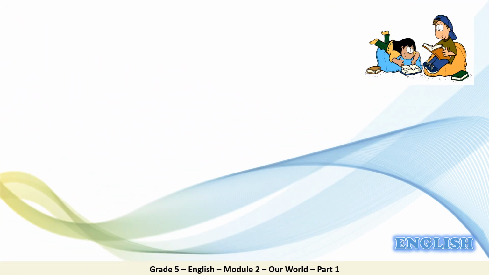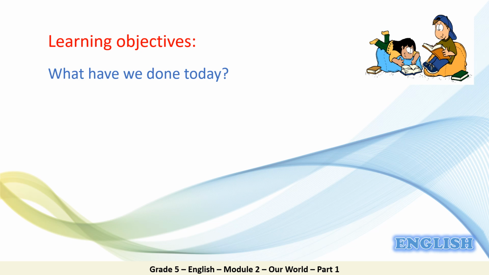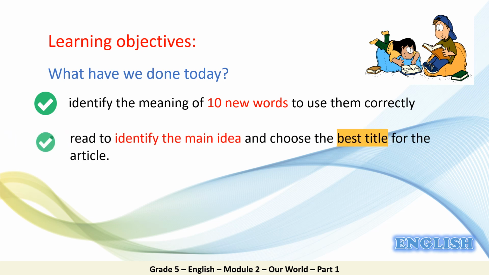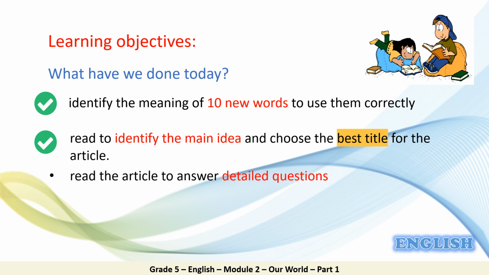We have finished our lesson for today, so let's take a look at what we have done. Number 1, we identified the meaning of 10 new words and we used them correctly. Number 2, we identified the main idea of the article and we chose the best title for it. Number 3, we read the article and we answered detailed questions correctly.